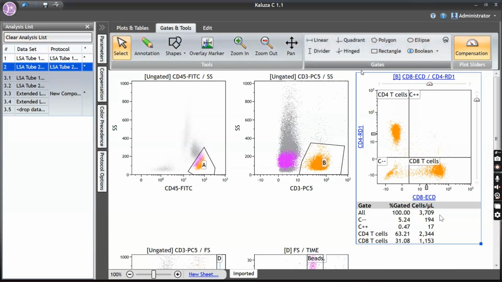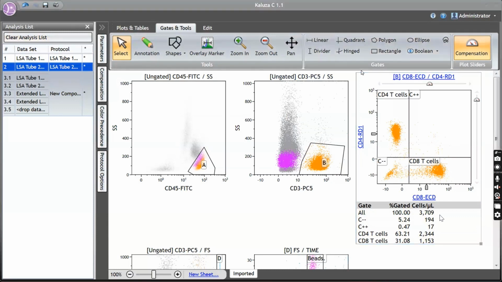Any doubts? Nobody has a doubt? Very easy, right? So during assessment, I'll check.